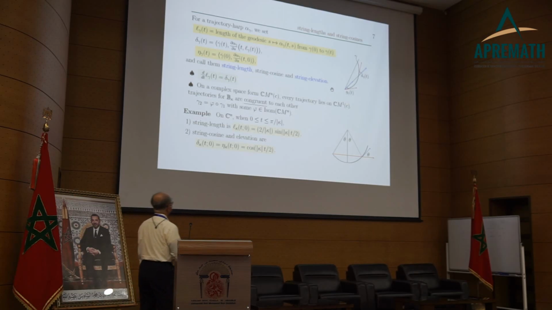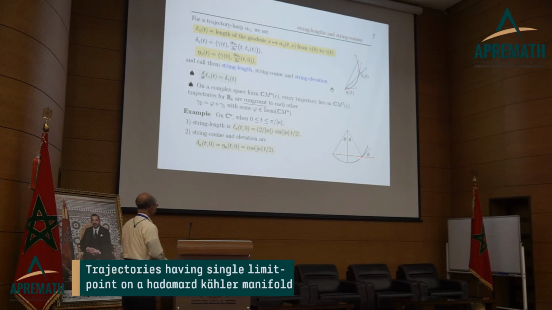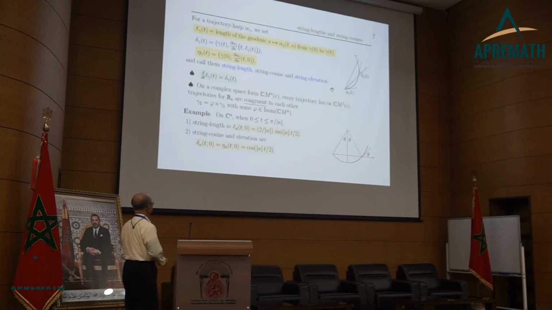Here, we give an example. On the complex Euclidean space, the string length, I forgot how to say this in English, but here. So it gives something like this. And the string cosine and string elevation are the same. So you can check this by elementary Euclidean geometry. So they are given like this.